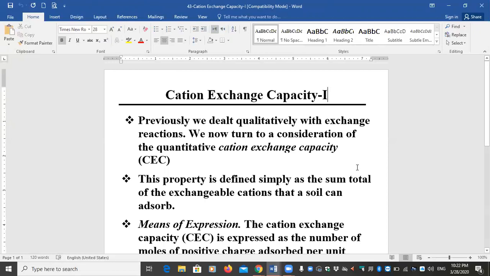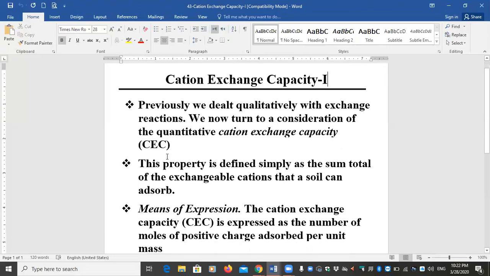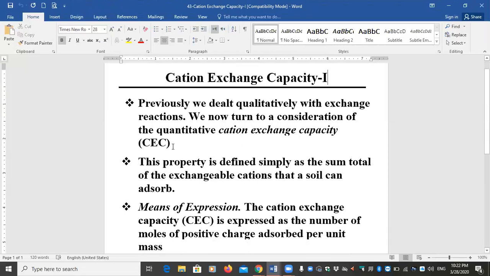Okay, we will move into another aspect of the cation exchange reactions. Previously, we dealt qualitatively with exchange reactions. We described them in a qualitative way. We talked about qualitative characteristics. We now turn to a consideration of the quantitative cation exchange capacity, CEC. Remember, you cannot use abbreviations only after you use the full expression, cation exchange capacity. You write it down first, then between parentheses, you can use symbols to represent it.